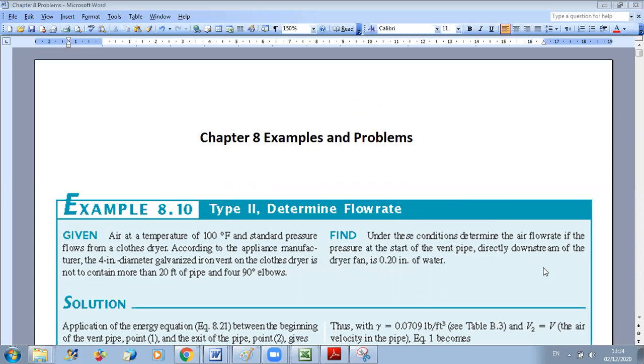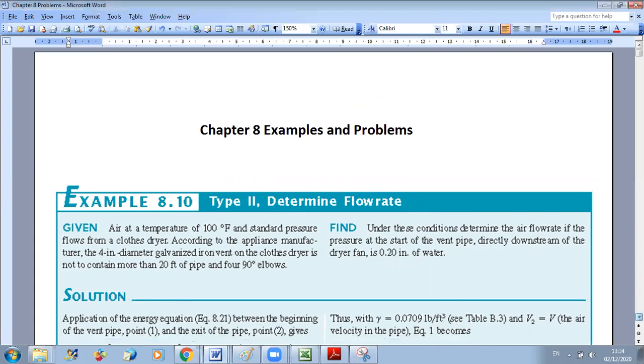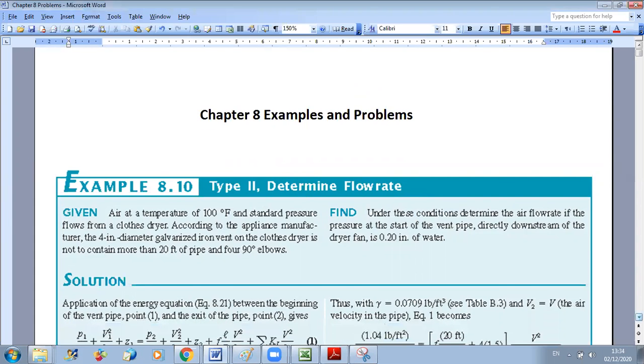So to start with, I will start with some examples of the book because they will help you in catching the method to use for different types of problems. So we'll do different types of problems because sometimes, for example, the diameter is not given, sometimes the velocity is not given. So this will vary between one problem and the other.